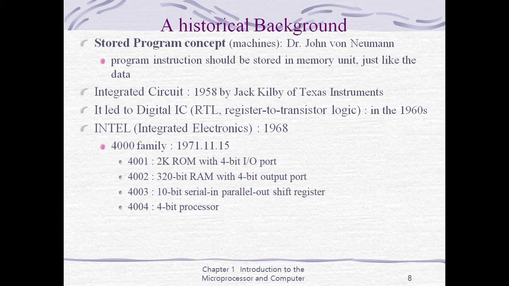In 1971, they started with the 4001, which was a 2 kilobit ROM with a 4-bit input and output port. Then the 4002, which was a 320-bit RAM with a 4-bit output port. The 4003, which was a 10-bit serial-in parallel-out shift register, and the 4004, a 4-bit microprocessor.